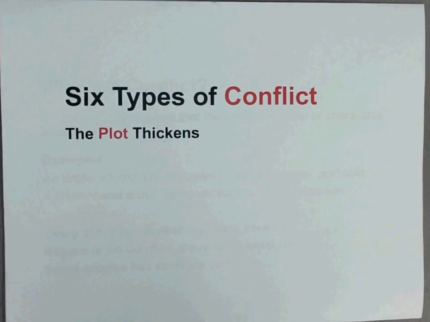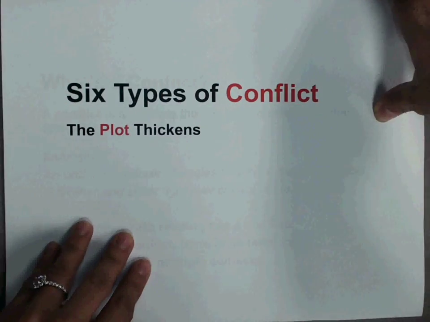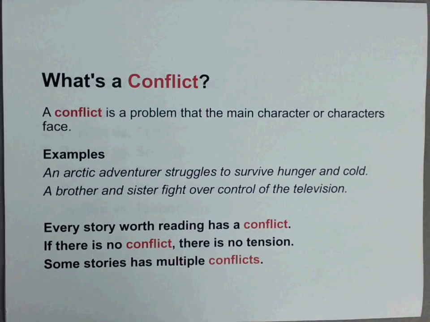Types of conflict. The plot thickens. So what's a conflict? A conflict is a problem that the main character or characters face. For example, an Arctic adventurer struggles to survive hunger and cold. A brother and sister fight over control of the television.